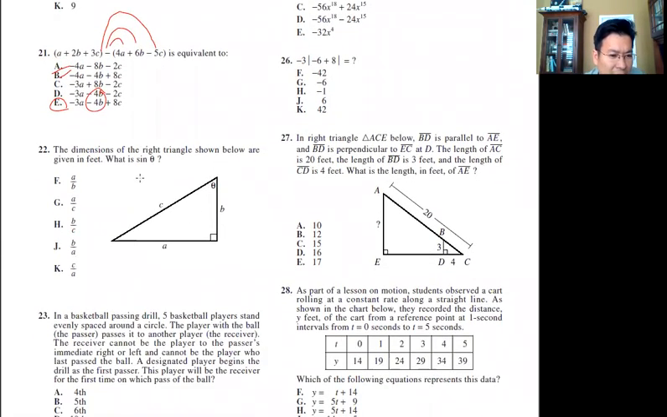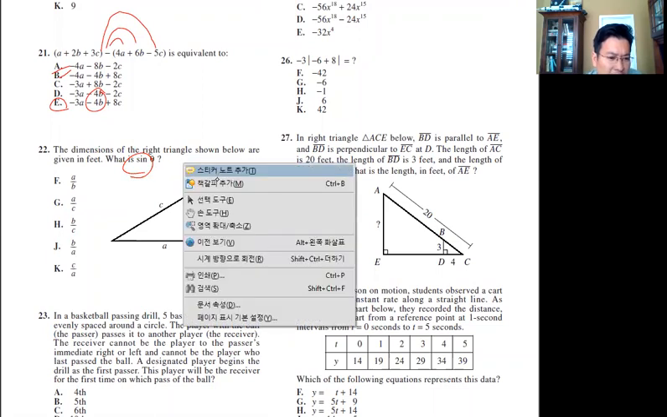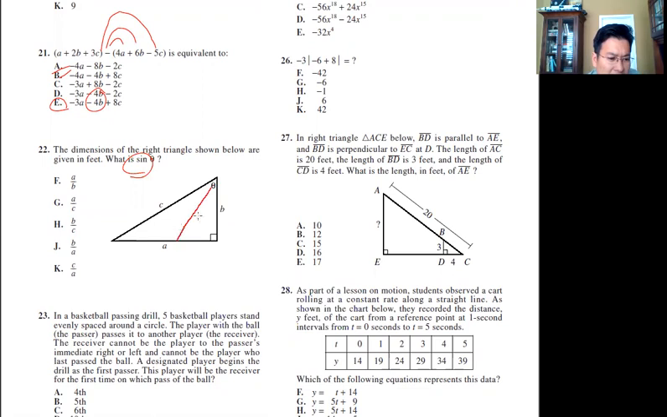22. Imagine sine A. Sine means opposite over hypotenuse. Opposite is a over hypotenuse c. A over c, which is G.